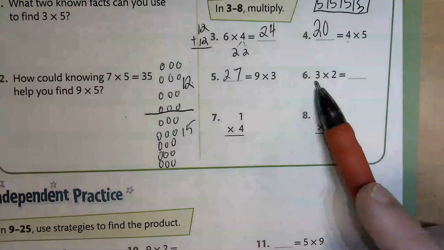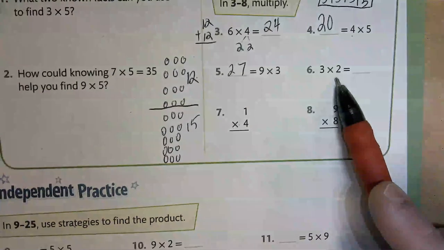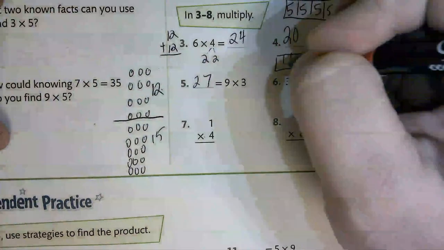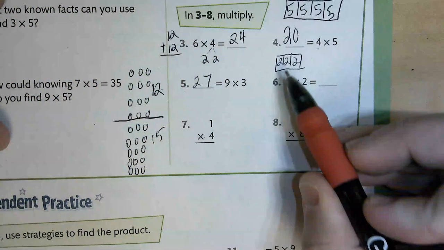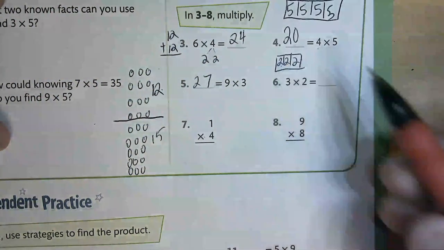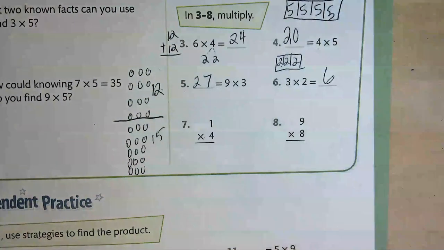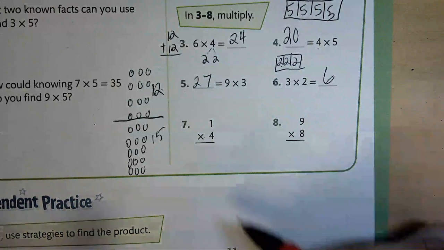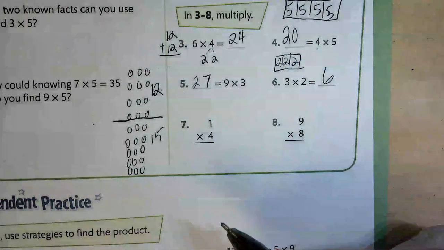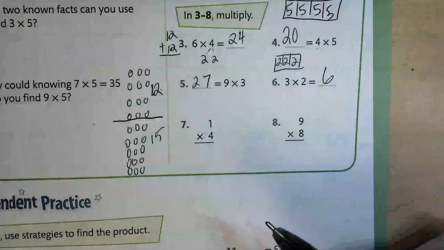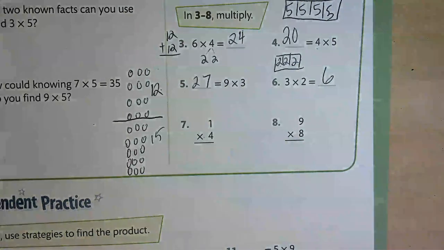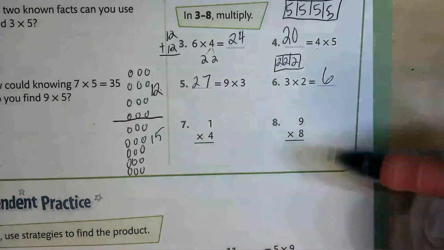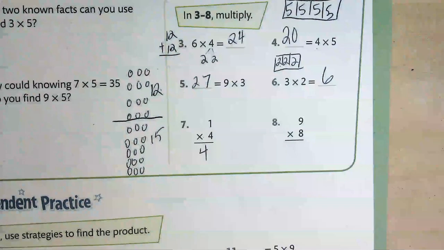All right, well, 3 times 2. Well, I can skip count by 2s, and I'm going to do that 3 times. So I'm going to go ahead and draw my box. 2, 4, 6. All right, so 3 times 2 is 6. All right, for number 7, I see I've got the identity property of multiplication, which tells me that anything times 1 is going to be the other number. So here's my 1, and I times it by 4, so 4 is going to be my answer there.